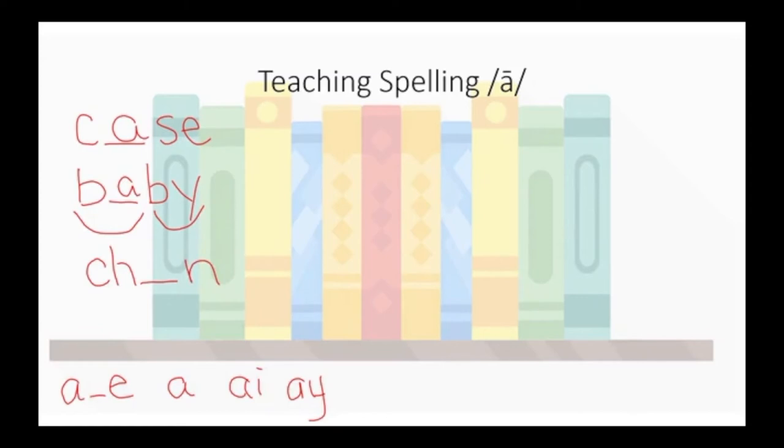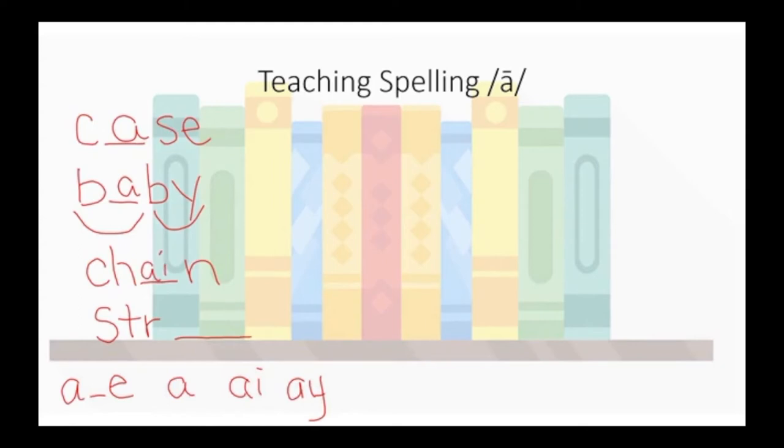Let's look at chain and the word stray. In the word chain, the A sound falls within the word. In this case, it's not an open syllable because we only have a one-syllable word, chain, and it ends in an N. So it's not the open syllable, and we're not going to have an E at the end of our word. Because it doesn't fall at the end of the word as an A, and it's not an open syllable, we're going to be adding in AI.